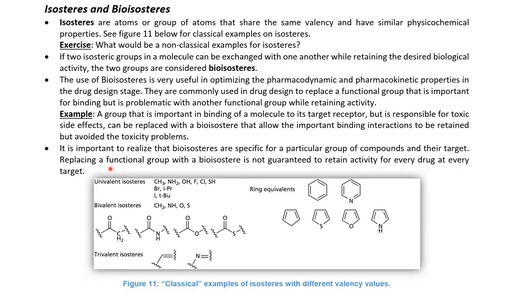And I want you to think about it. Why is that? Why is that possible? Why would two groups that are isosteres be defined as bioisosteres for one class of drug but not the other? Okay, just something to think about.